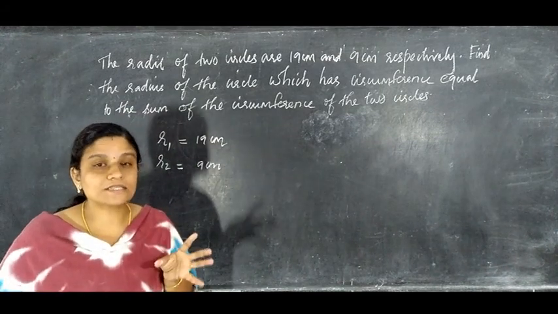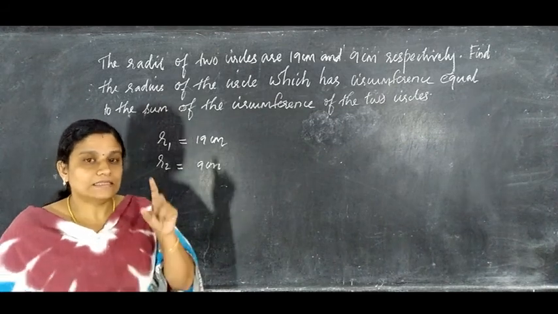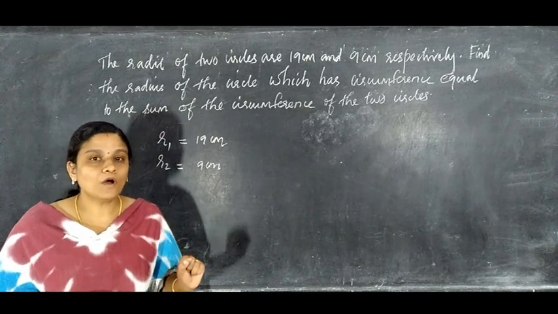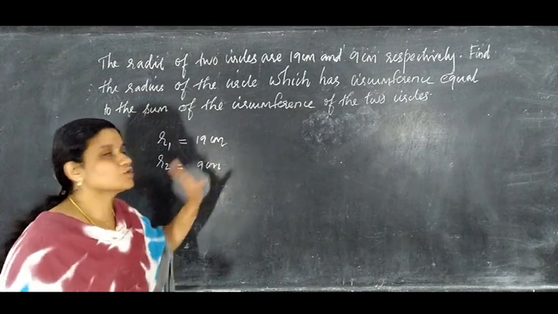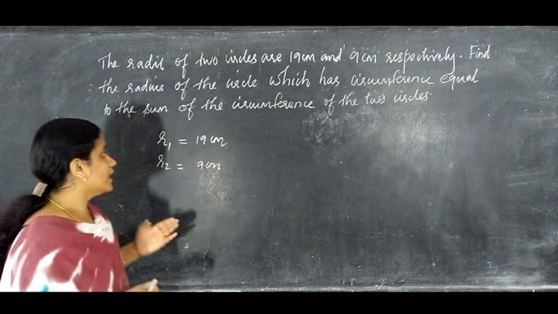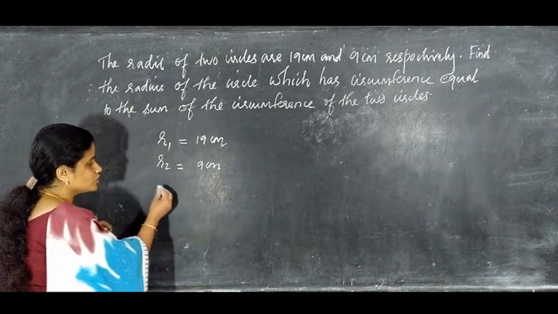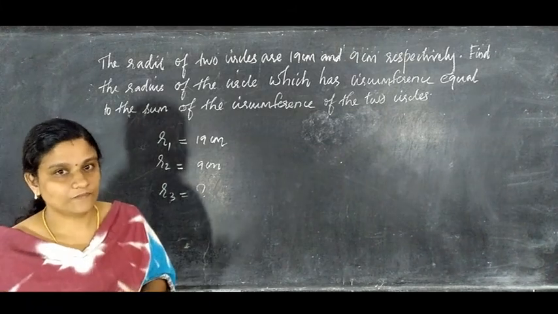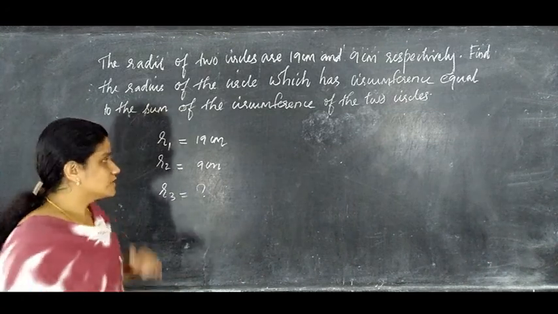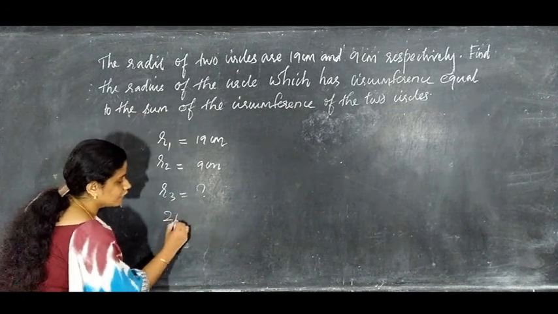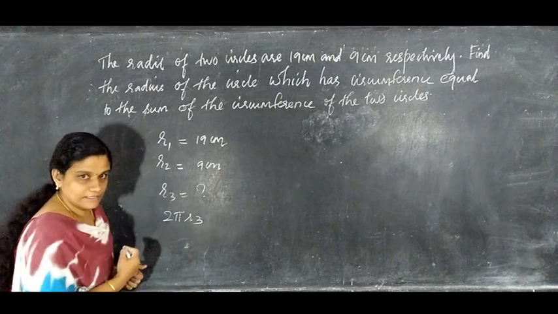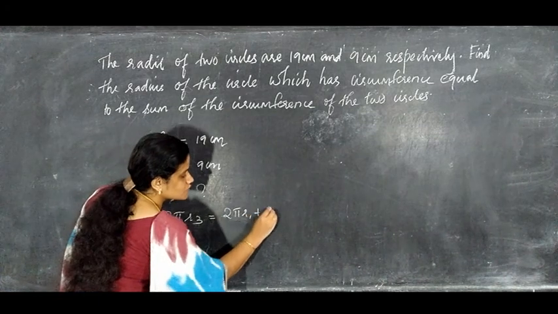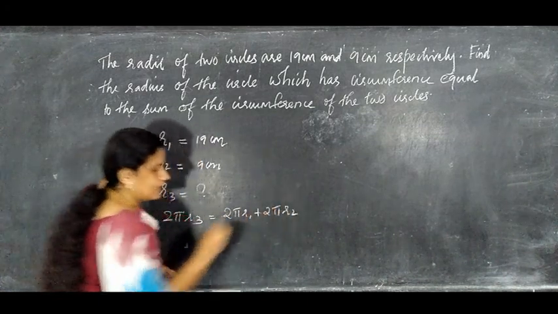For that a condition is given to us. What is that? The circumference of the third circle is equal to the sum of the circumference of the first two circles. So here, since there is a third circle, we are going to take R3 as the radius of the third circle, which we have to find here. So from the condition we know that circumference of third circle is equal to the sum of the circumference of first two circles.